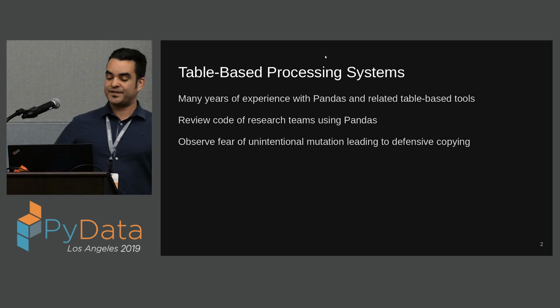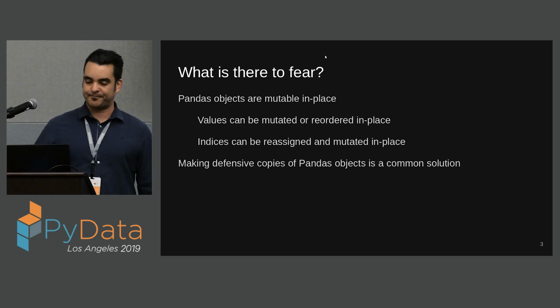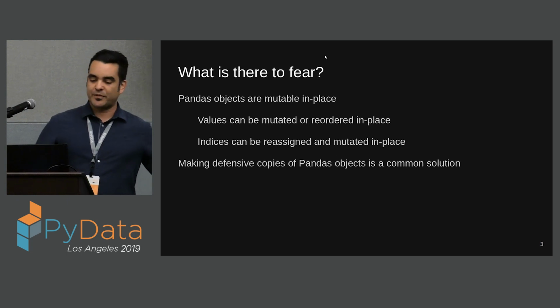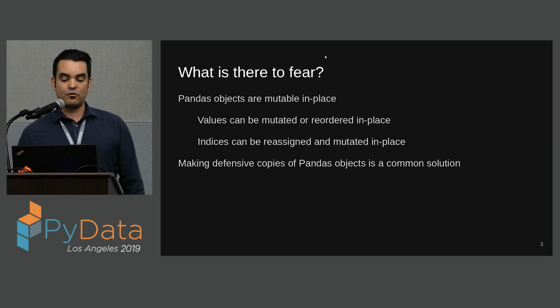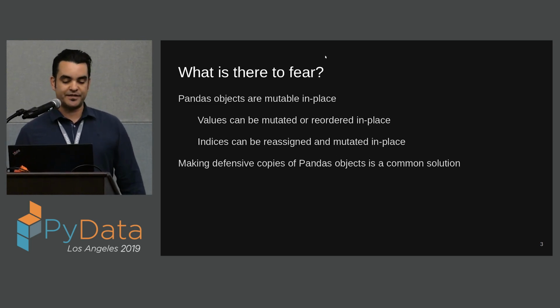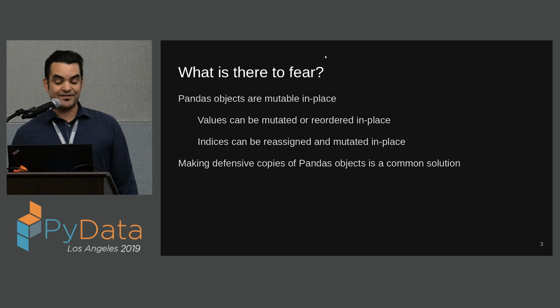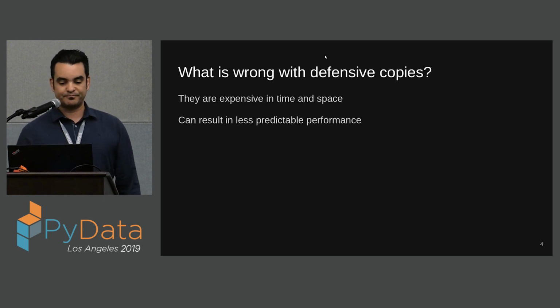And what I observe often is a fear of unintentional mutation leading to defensive copying. So what is there to fear? Well, pandas objects are mutable in place. Values can be mutated or reordered in place. Indices can be reassigned or mutated in place. Making defensive copies of pandas objects is a common solution.